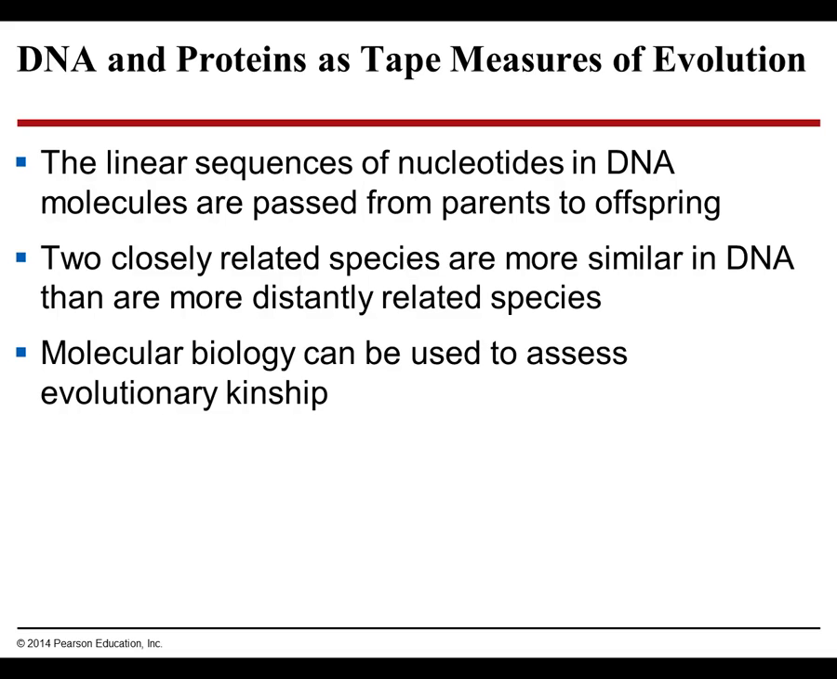So the linear sequences of nucleotides in DNA are passed from parents to offspring. So this is your genetic information, or inherited information. And 2 closely related species are more similar in DNA than more distantly related species. But you can use molecular biology to see how close evolutionarily you're related to another species.